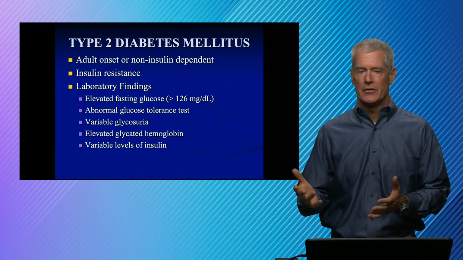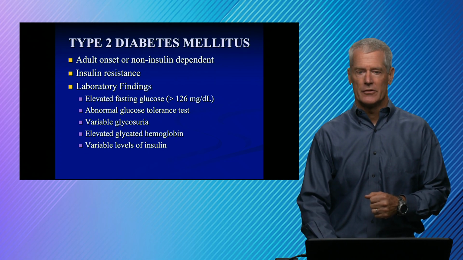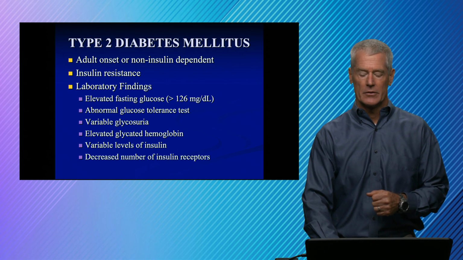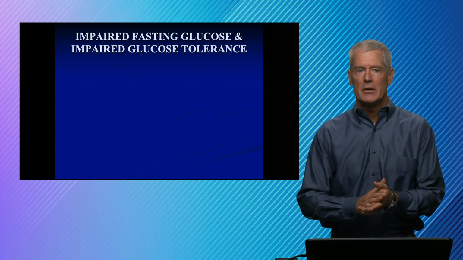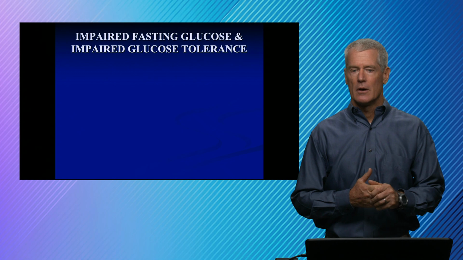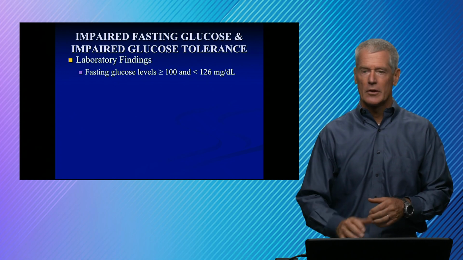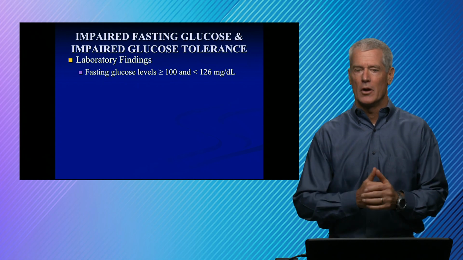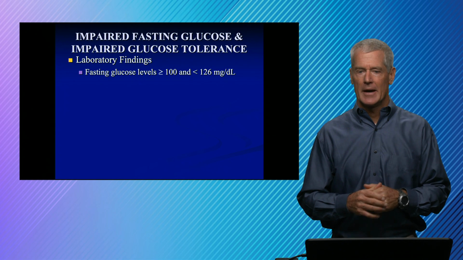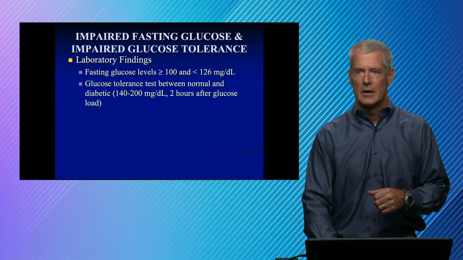As well as in a setting of type 2, it could be low, high, or normal, and really is not that informative. And as we said, really it's a decrease in number of insulin receptors. In between normal and diabetes, we have impaired fasting glucose or impaired glucose tolerance, depending on what term you'd like to use. And really, the laboratory findings are just right in the middle between, less than 100 is normal, greater than 126 is diabetic, so it's in that intermediate range, puts you in the impaired fasting glucose.